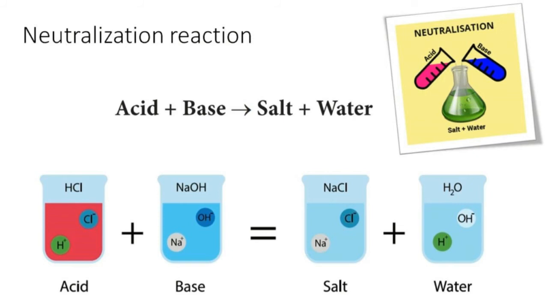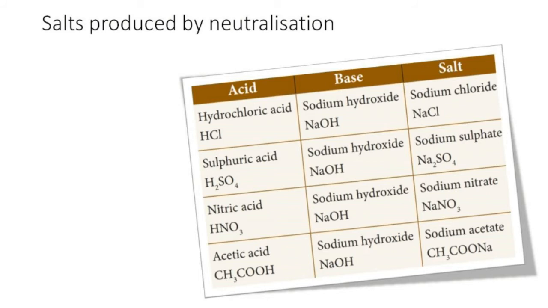H plus and Cl minus ions are produced by the hydrochloric acid HCl, and Na plus and OH minus ions are produced by sodium hydroxide NaOH, that is the base. This you can see in the given picture. Next, when these ions combine together, they form sodium chloride salt NaCl and water. Similarly, other acids also produce their salts when they react with bases.